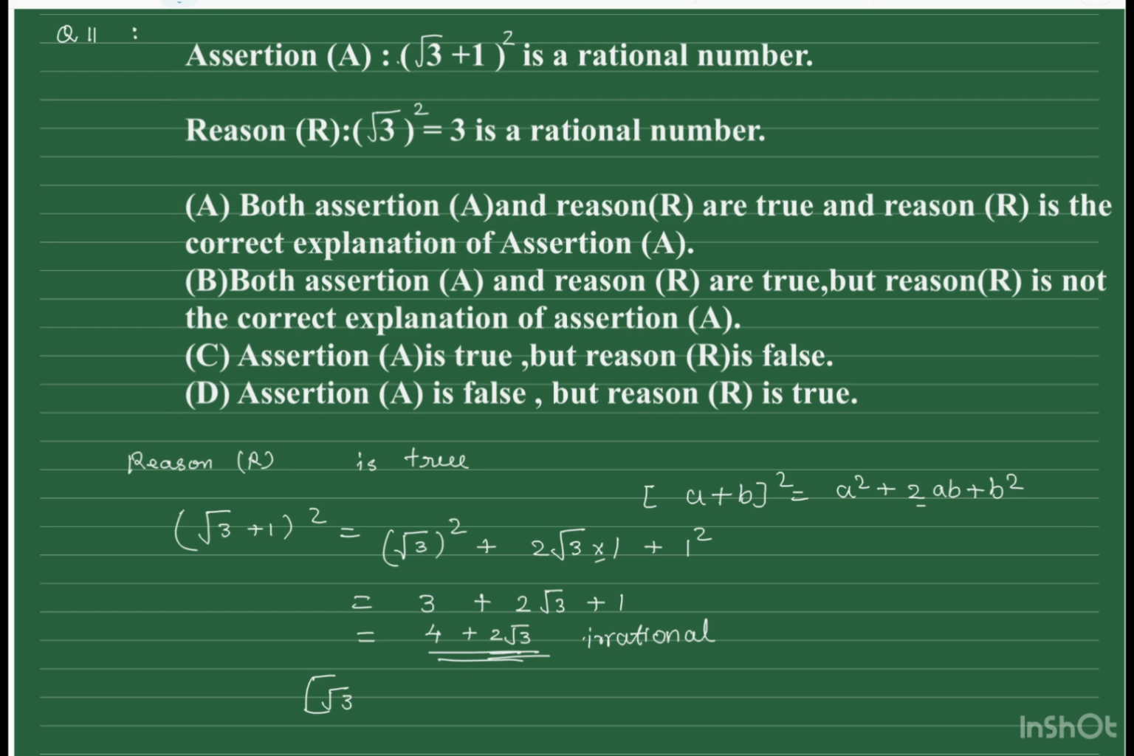Therefore we can conclude that (root 3 plus 1) all square is an irrational number. So the assertion A is false. So the correct option is assertion A is false, but reason R is true. So the answer is D.